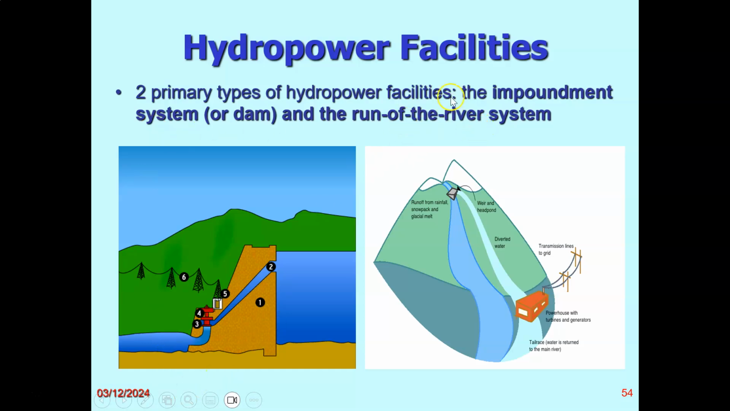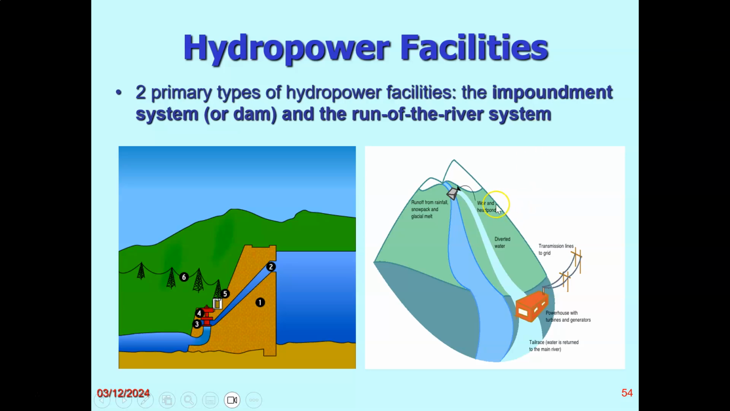You have what we call the impoundment system or dam. The dam, as you have already seen, depends on the height. You have the dam here represented by 1. 2, you have the penstock, the higher reservoir here, and then you have the hydroelectric turbine, the generator 4 here, and then you have the distribution line, the transformation module or section, and then the distribution. Another way is called run of the river system.